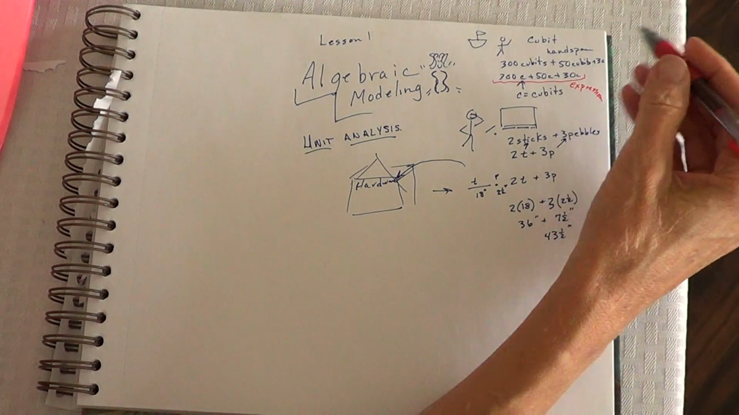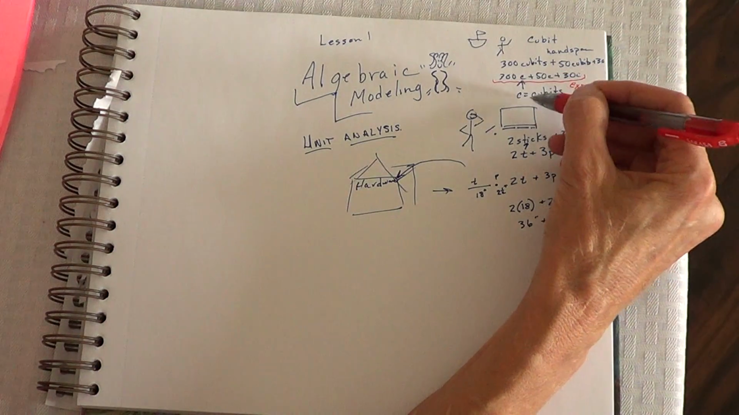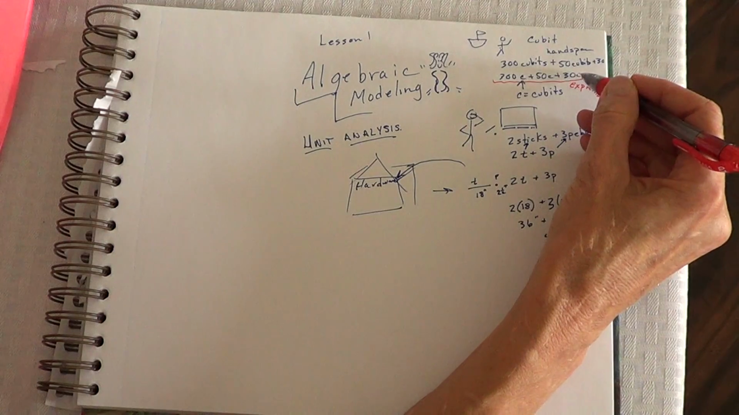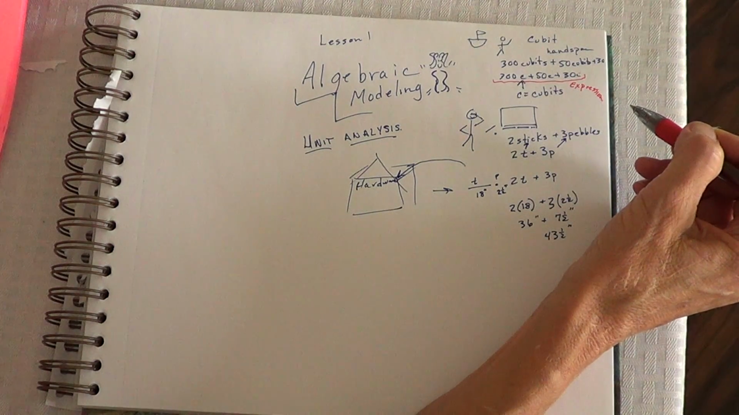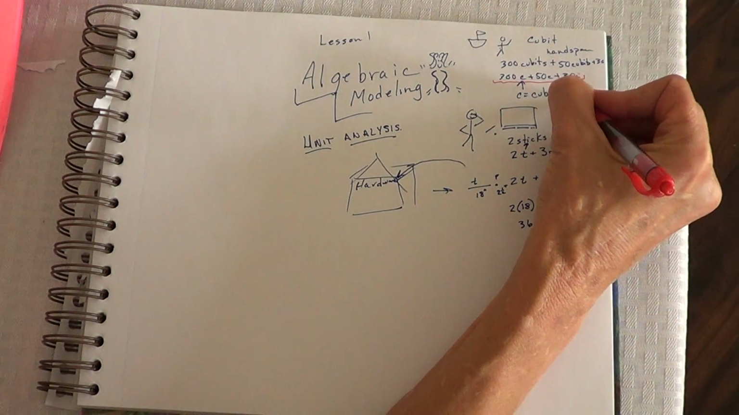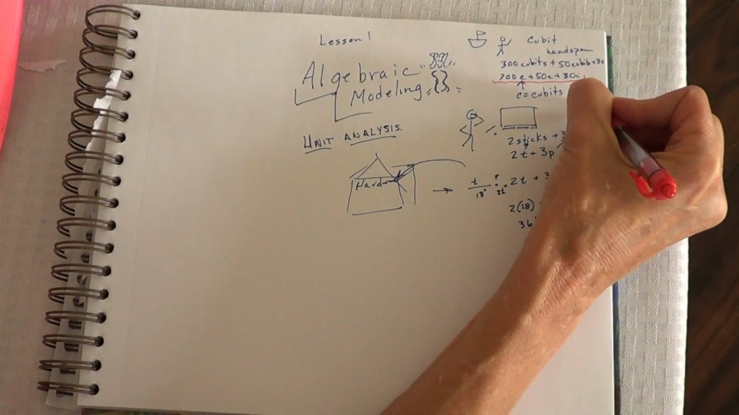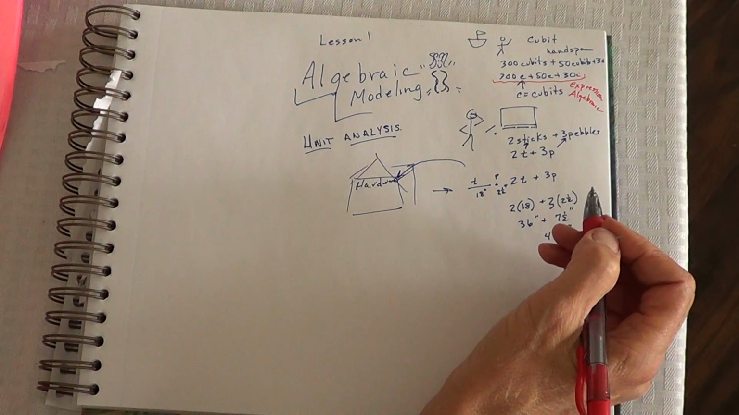It is an algebraic expression because it has the letters in there to represent cubits. If it only had numbers, it would be a numerical expression. Please pause the video and write these down. So this is algebraic. If it had only numbers, it would be numerical.